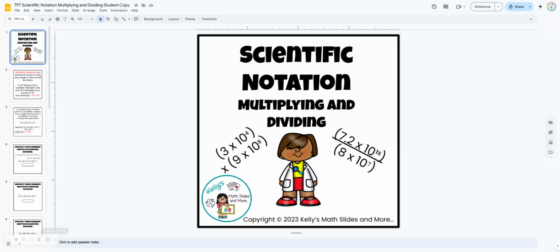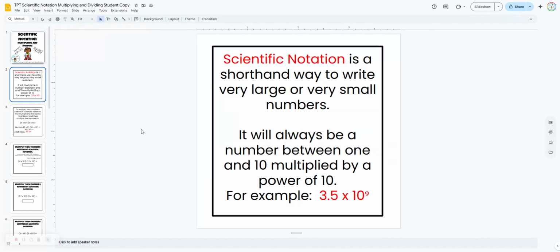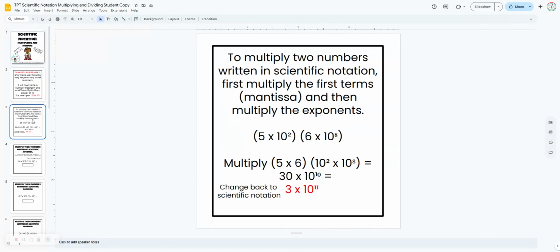Scientific notation, multiplying and dividing. This is a digital lesson, and we're going to teach students how to multiply numbers that are written in scientific notation and how to divide. So the lesson just starts with a review of what scientific notation is, and then how to multiply.